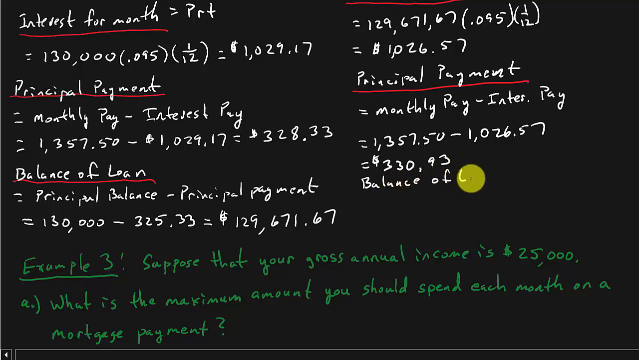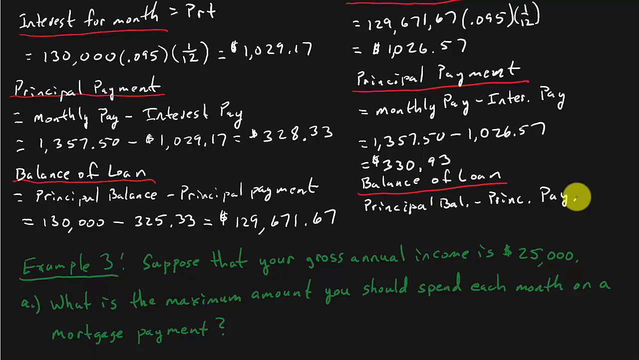And then we want to find the balance of loan. All right, so remember, that is the principal balance minus the principal payment. I'm having to abbreviate these things because I'm running out of room. So balance of loan, that's the principal balance minus the principal payment.